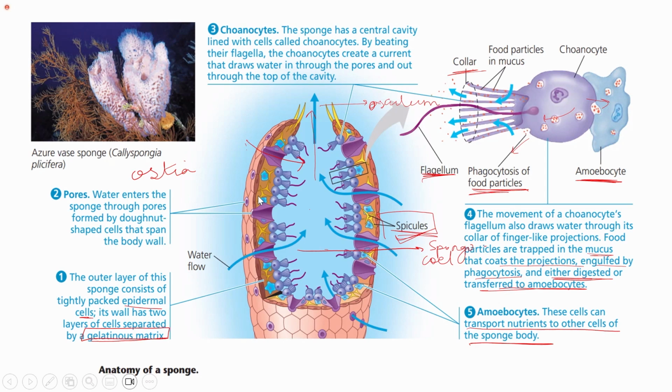So this is how different cells perform different functions in sponges. They have a cellular level of organization, but we can clearly see that they do not have any digestive system, excretory system, or respiratory system per se. So they lack tissue level of organization, but they have a cellular level of organization.